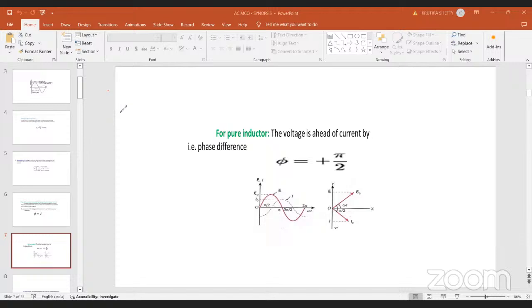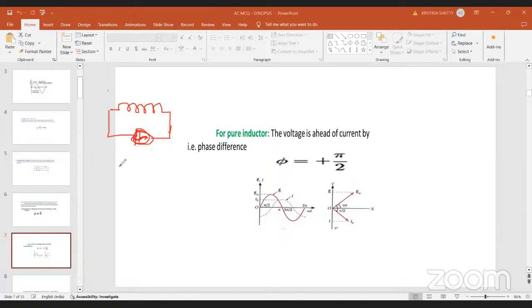So a pure inductor, as you know, we represent an inductor as a coil like this. And it is connected to the AC source. Yes, the AC source is like this circle, and like this we have the AC source here, and here we are showing the inductor.